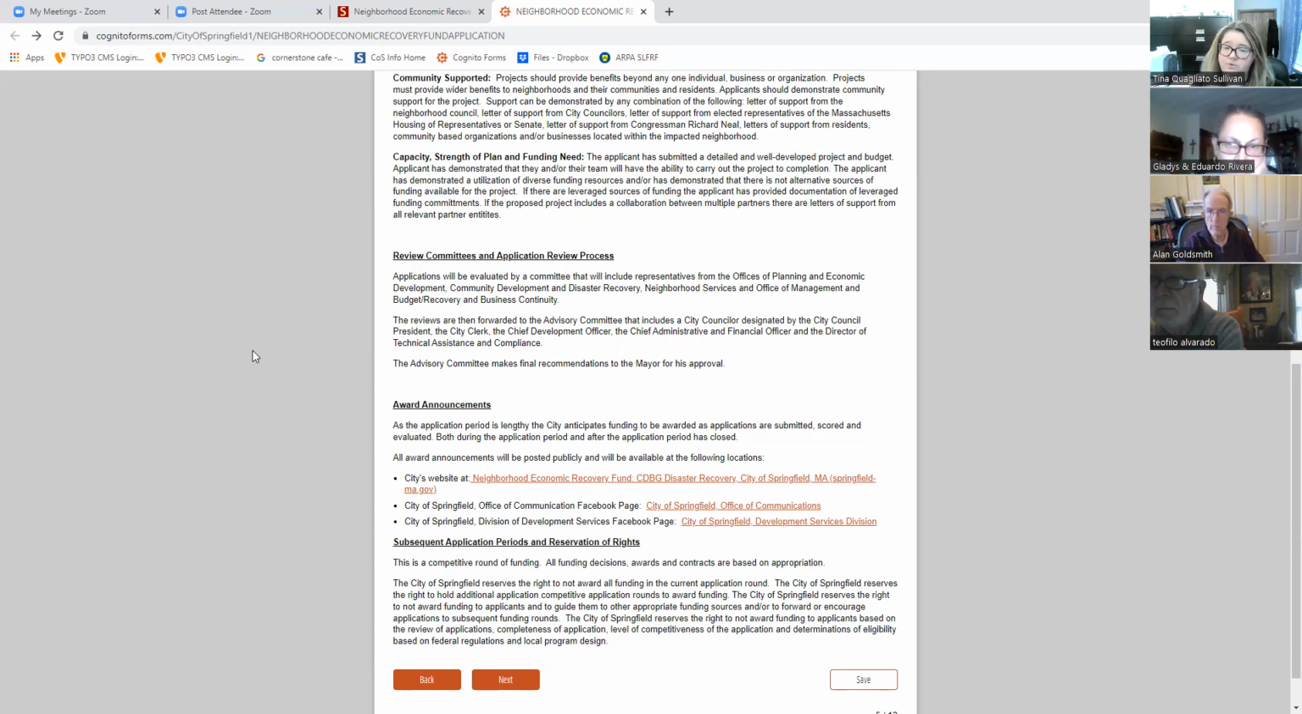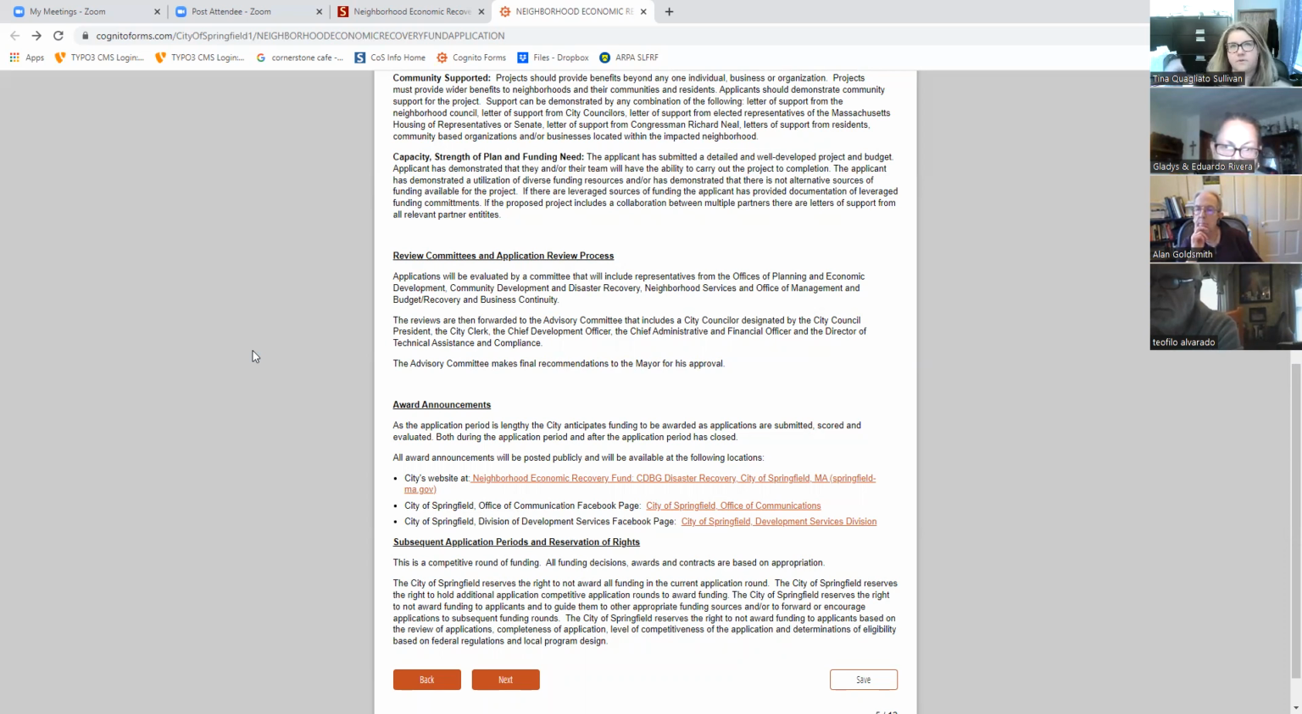committee. So that includes a city councilor designated by the council president, the city clerk, the city's chief development officer, our chief administrative and financial officer, and the director of technical assistance and compliance. And then they will forward all recommendations to the mayor for his final approval.